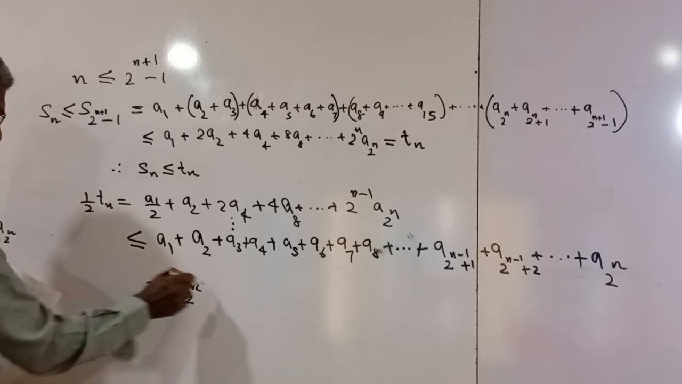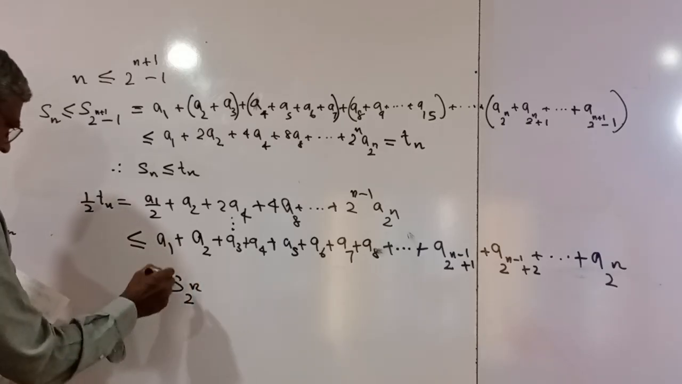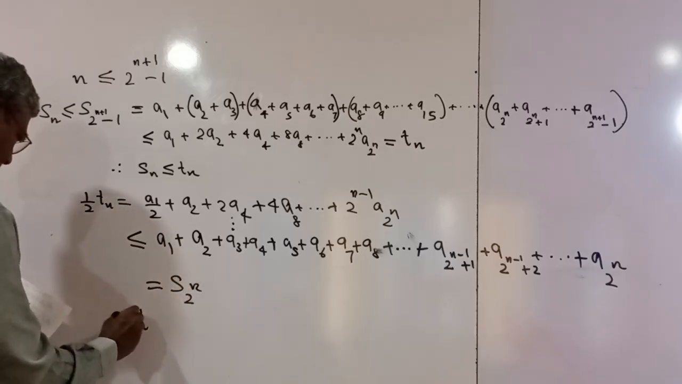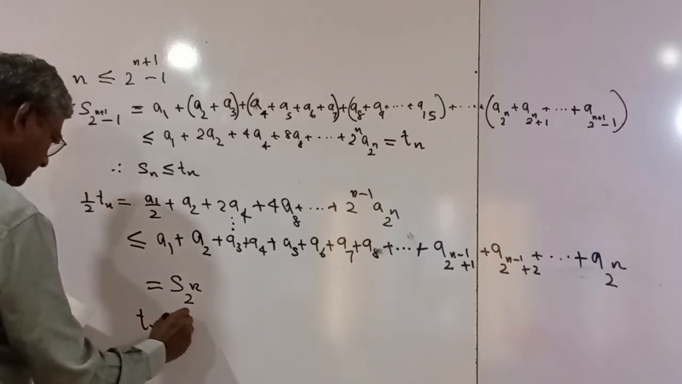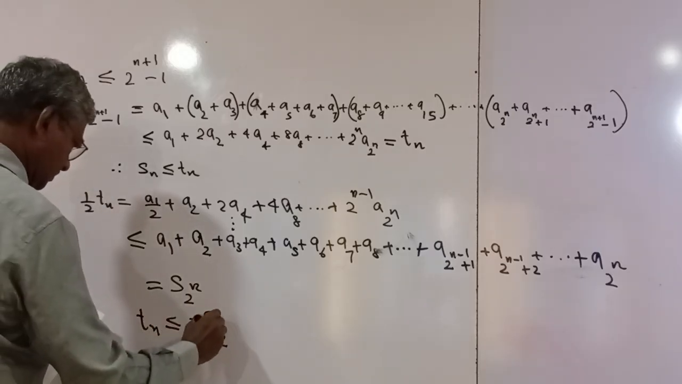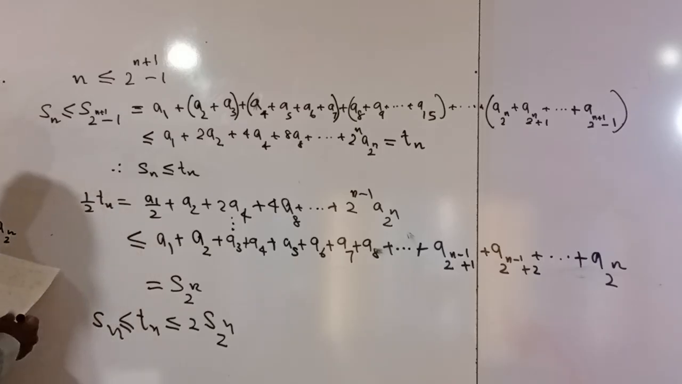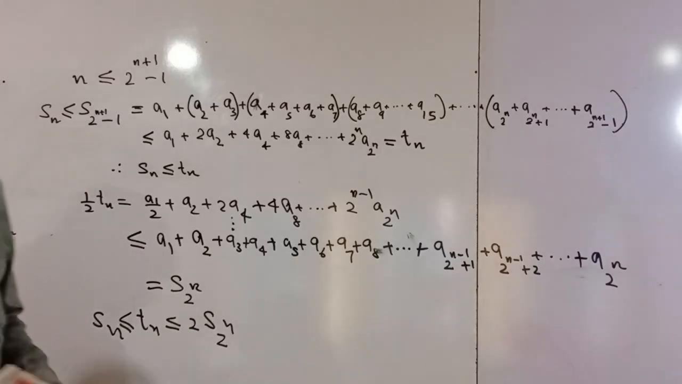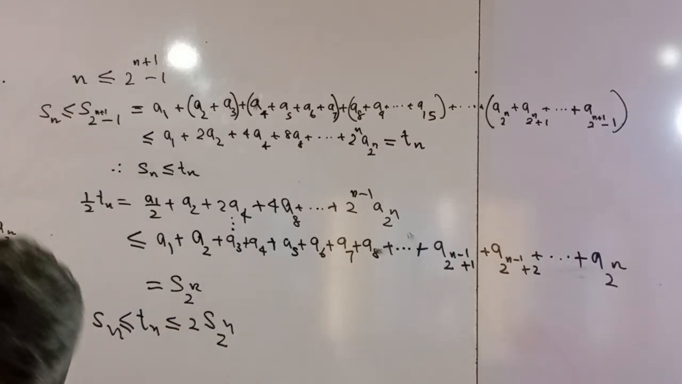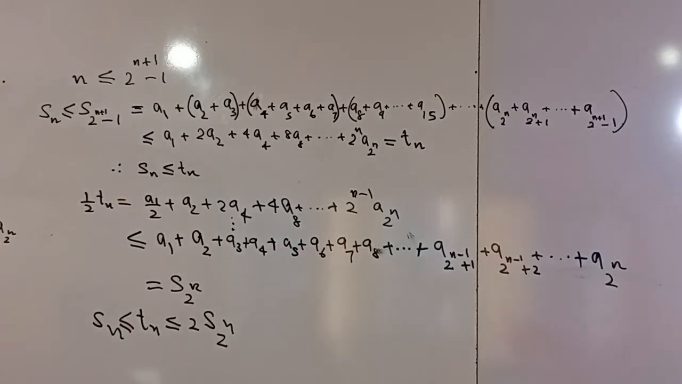Therefore, 1/2 Tn is less than or equal to this, S2 to the n. Therefore Tn is less than or equal to twice S2 to the n, which is greater than or equal to Sn. So that is the proof actually. You can write this rigorously using induction. But the idea is this.